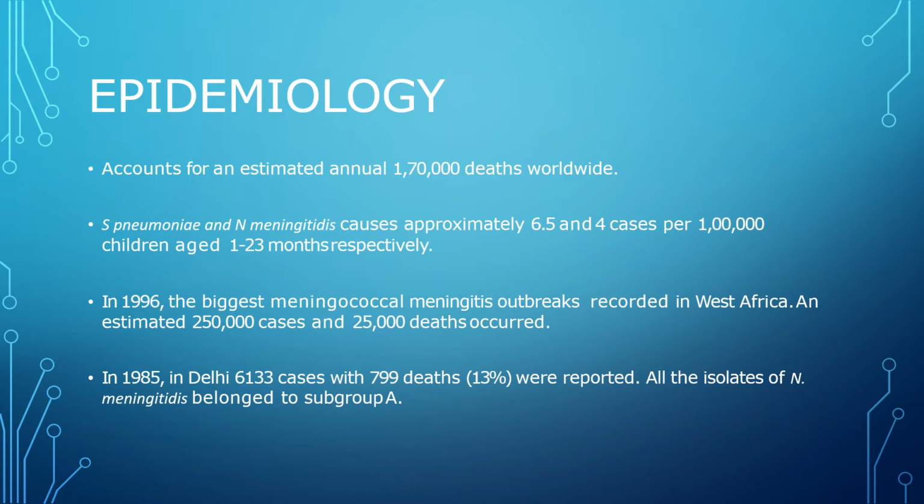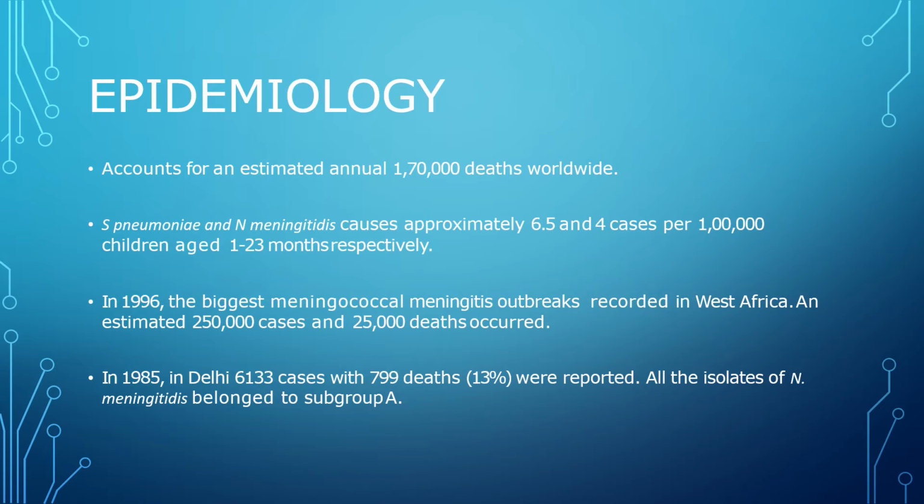So, regarding the epidemiology, meningitis accounts for an estimated annual death of 170,000 people worldwide, and in nearly 1 lakh cases, the main responsible organisms are Streptococcus pneumoniae and Neisseria meningitidis, between the age group of children 1 to 23 months. In the year 1996, the biggest meningococcal meningitis outbreak was recorded in West Africa. An estimated 250,000 cases were recorded, and about 25,000 deaths occurred during that time.